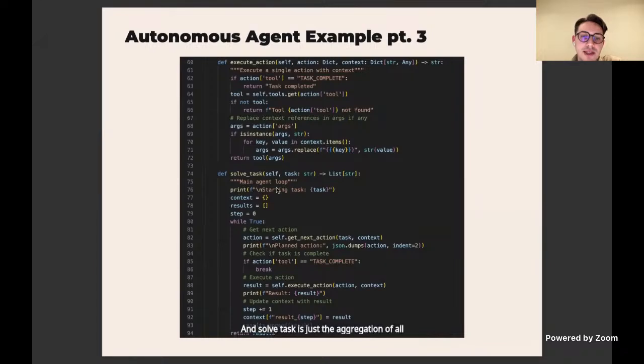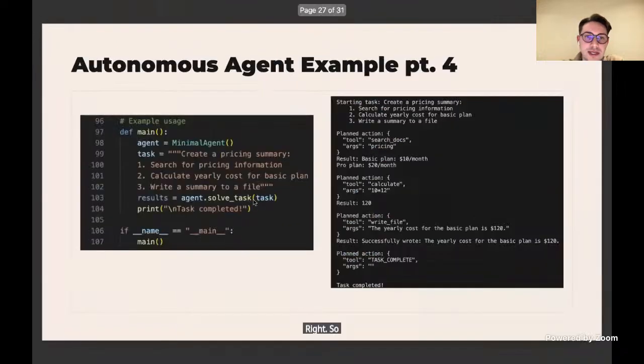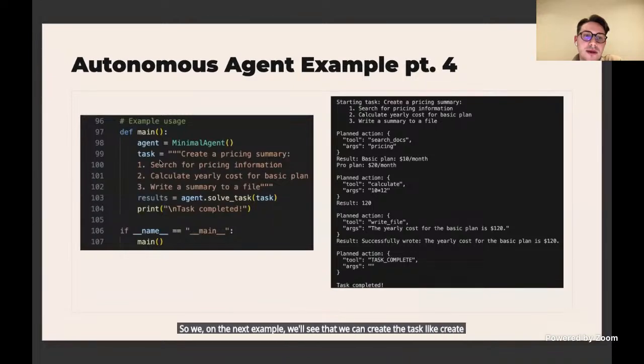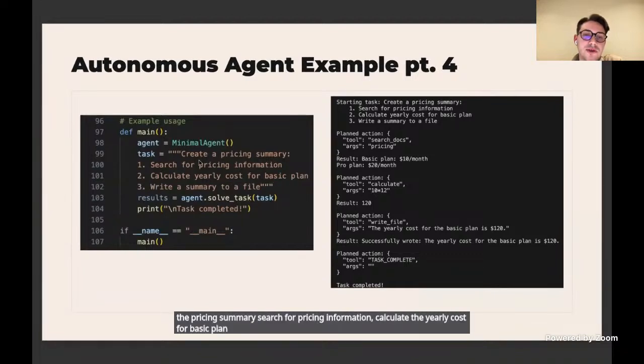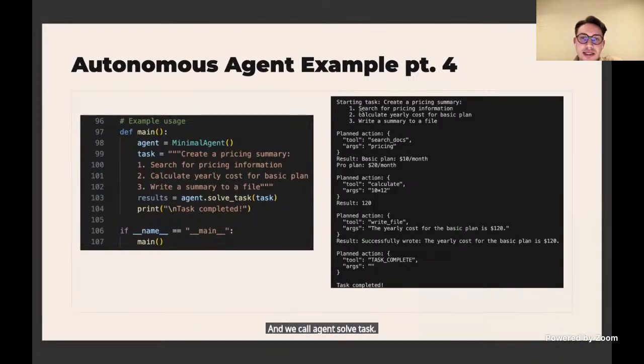So this is the main agent loop, right? On the next example, we'll see that we can create a task like: create a pricing summary, search for pricing information, calculate the yearly cost for the basic plan, write a summary to a file. So it's an extremely arbitrary way of defining the task. You could not do this via normal programming without LLMs and an agentic approach. And we call agent solve task. And what it does, let's see.